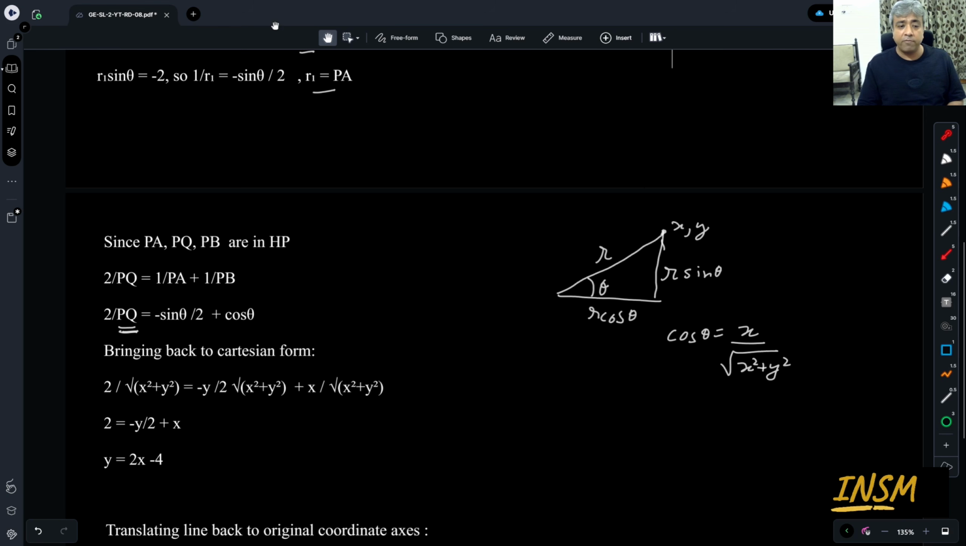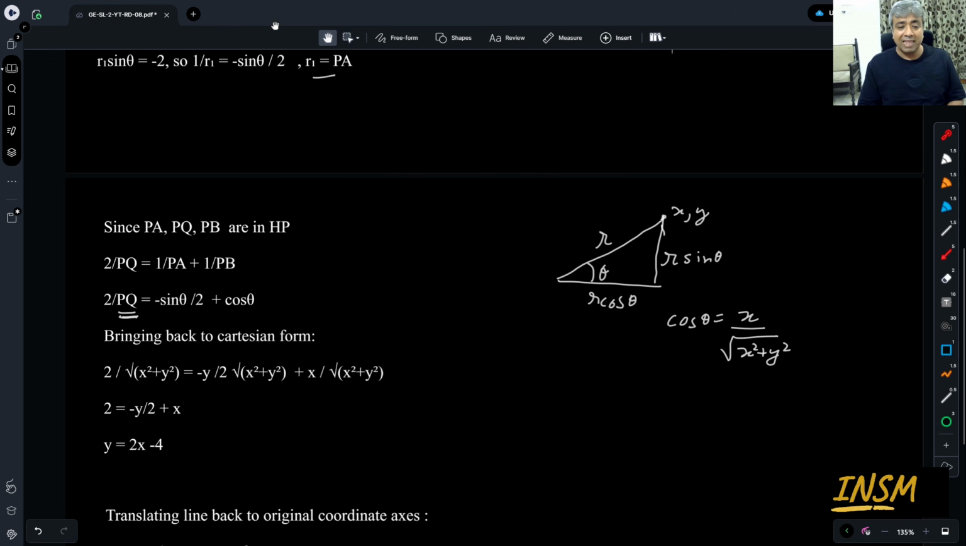But the problem with this equation would be that it would be with respect to a coordinate axis with point P as origin. Okay. So this is the issue, that if you don't do translation of axis, the equation that you will get will be with respect to a coordinate axis with P as origin. So that is why translation of axis is necessary in this problem.